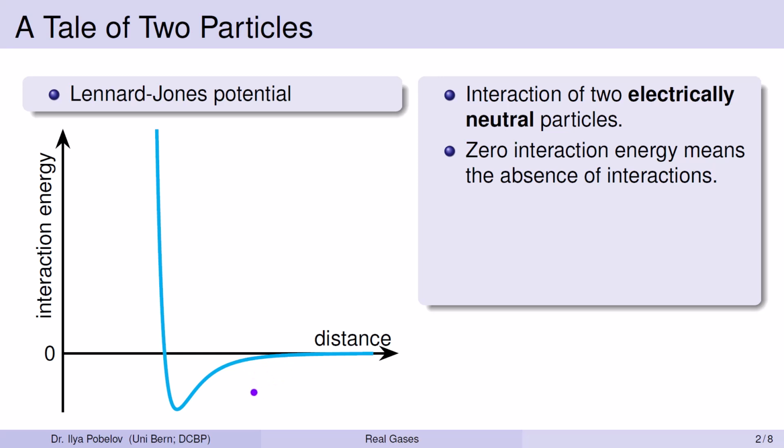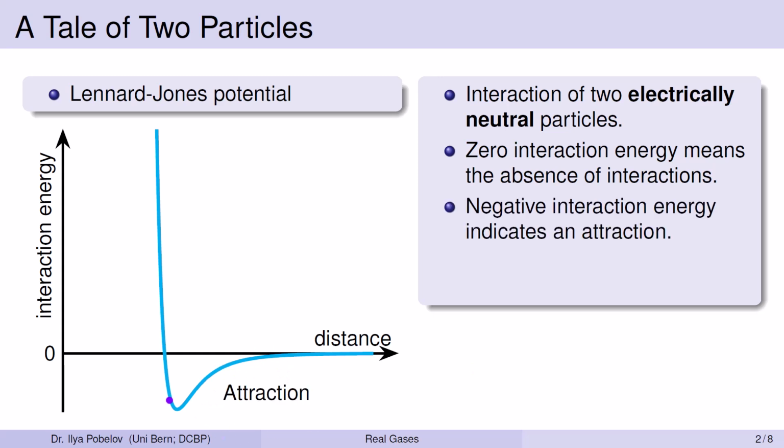As the distance decreases, the interaction energy turns negative. Note that negative interaction energy indicates an attraction between the particles. In this intermediate range of distance, the attraction term of the potential is more pronounced than the repulsion term, leading to an overall decrease in potential energy. Then, as particles move even closer, the energy curve reaches its lowest point. This point corresponds to the maximum attraction between the particles.